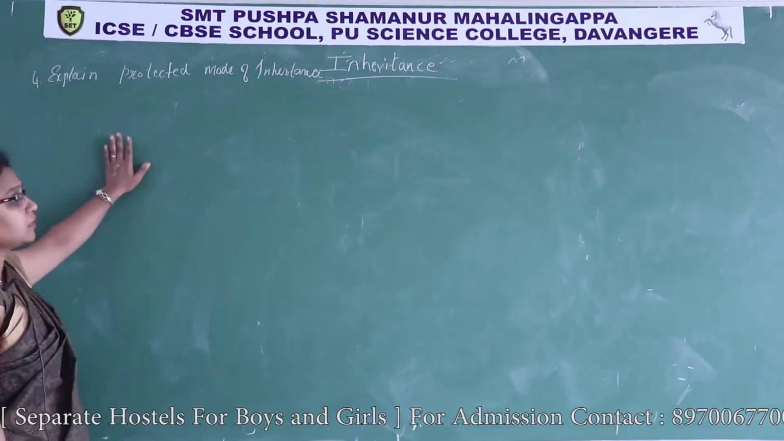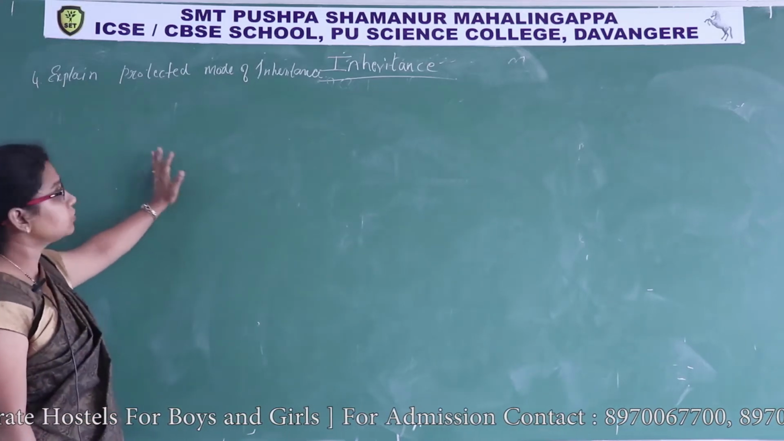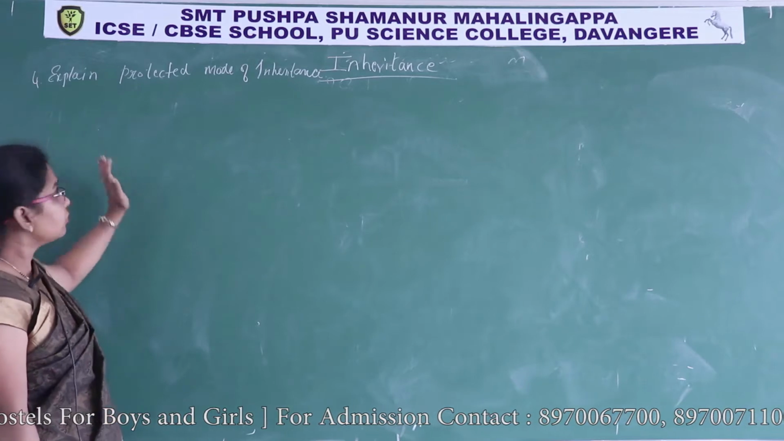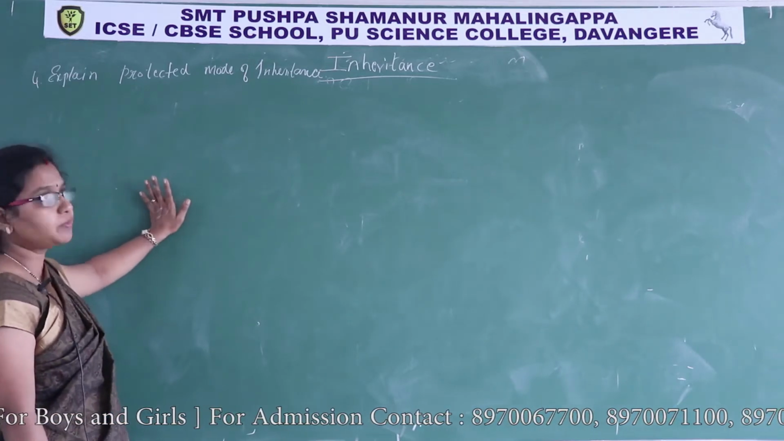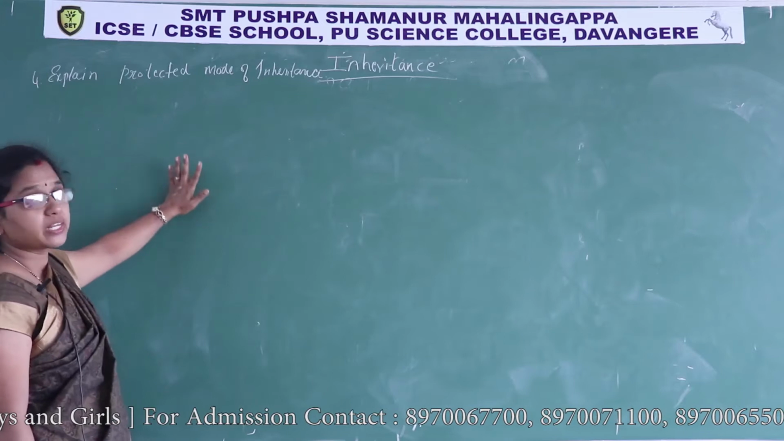See, the question is like this. You must write an example also. Though he did not ask for an example, it is for 5 marks, so you must write an example. Sometimes they will give: explain protected mode of inheritance with an example.